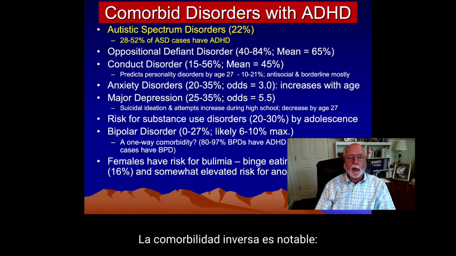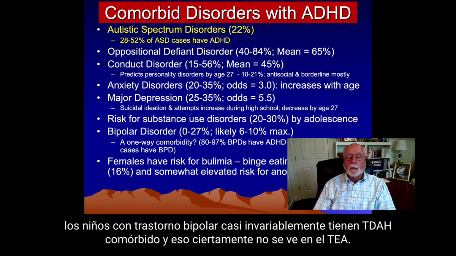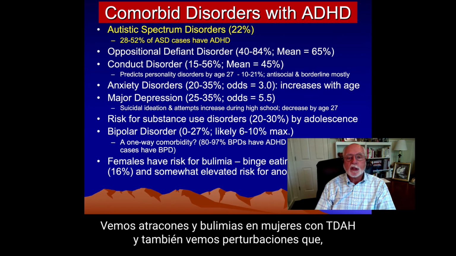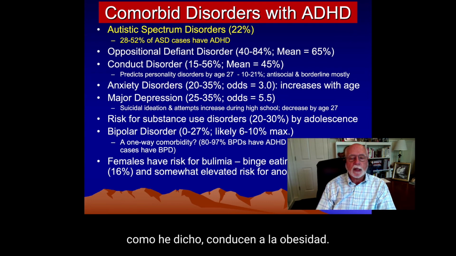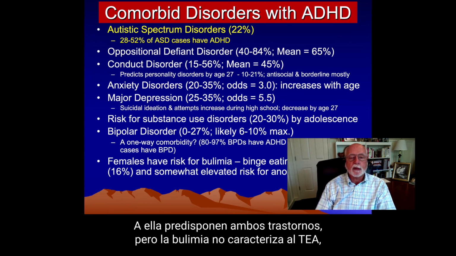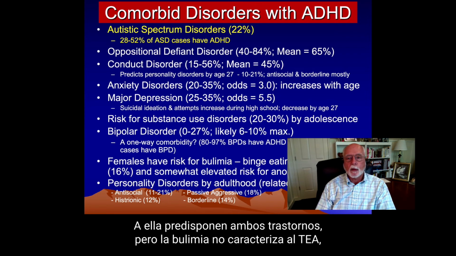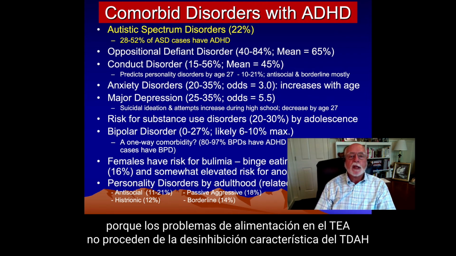The reverse comorbidity is remarkable. Children with bipolar disorder almost invariably have ADHD as a comorbidity, and that's certainly not seen in ASD. We see problems with binge eating pathology and bulimia in ADHD in females, and we also see difficulties with, as I've said, leading to obesity. And while both disorders predispose to obesity, bulimia is not necessarily going to characterize ASD because the eating problems in ASD are not driven by the disinhibition that is specific to ADHD.